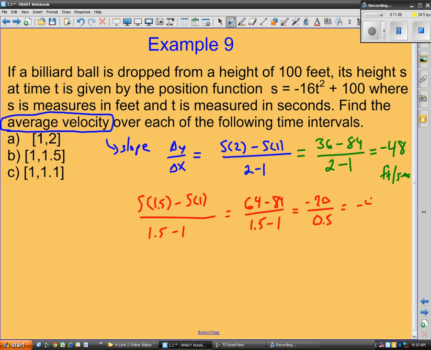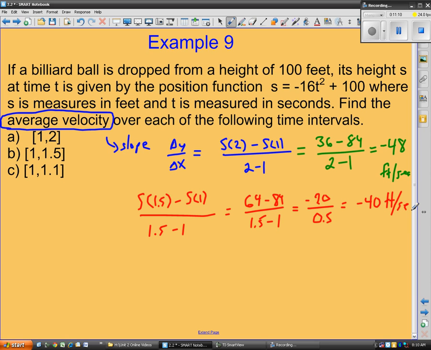So you can kind of see that this is a limit process, and we're trying to get closer and closer so that we can find out what the instantaneous velocity at 1 is. So this time I'm going to find the average velocity by using the slope again, but this time I'm going to use 1.1 and 1.